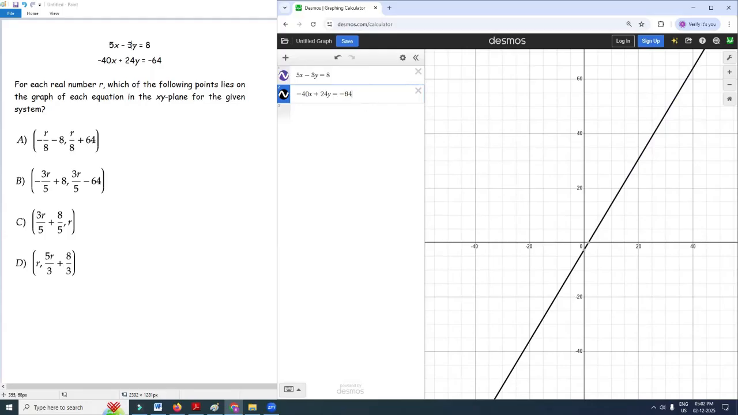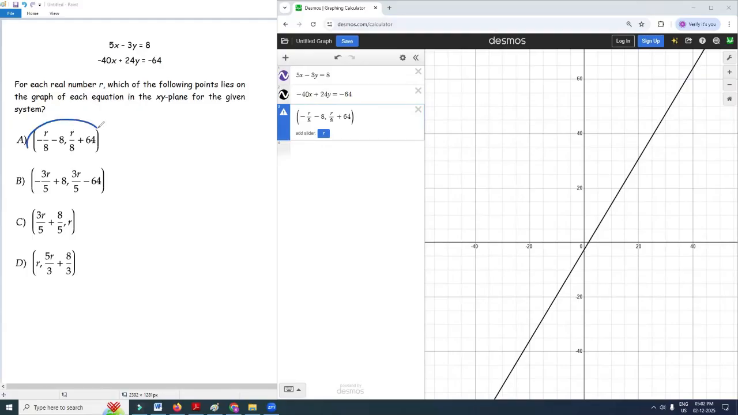Now let me consider the point in answer choice A. Let me take that point in Desmos. So that is -r/8 - 8, this is the x coordinate, and the y coordinate is r/8 + 64. I've taken the point in answer choice A. And now let's consider an important piece of information, that is, for each real number r. That means r can take any real value.